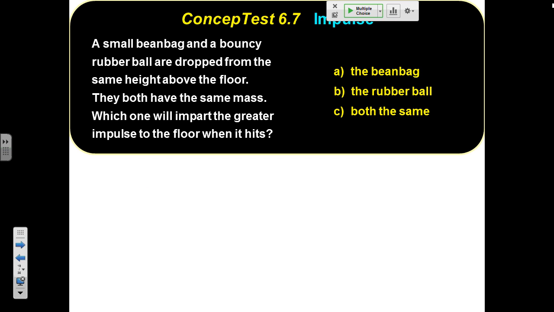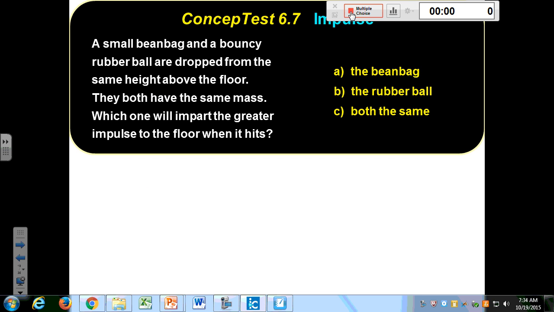A small beanbag and a bouncy rubber ball are dropped from the same height above the floor. They both have the same mass. Which one will impart the greater impulse to the floor? Remember, impulse is just a fancy way to say change in momentum. Which will feel the larger change in momentum when it hits? The beanbag, the rubber ball, or both the same?